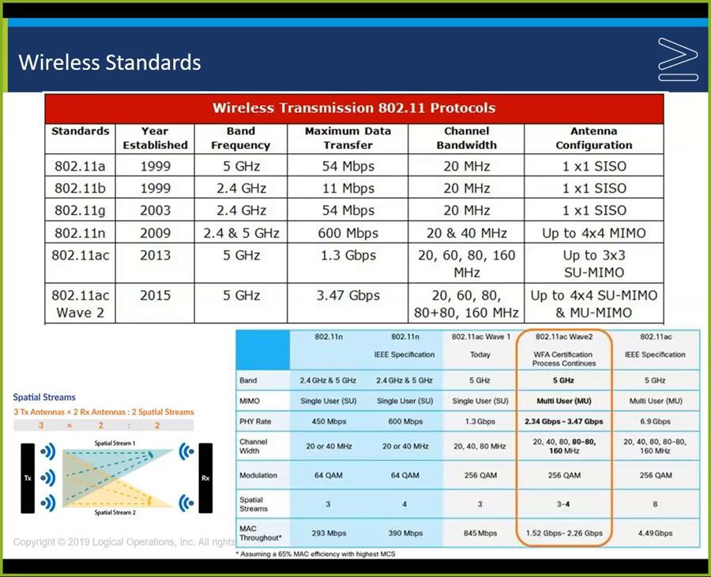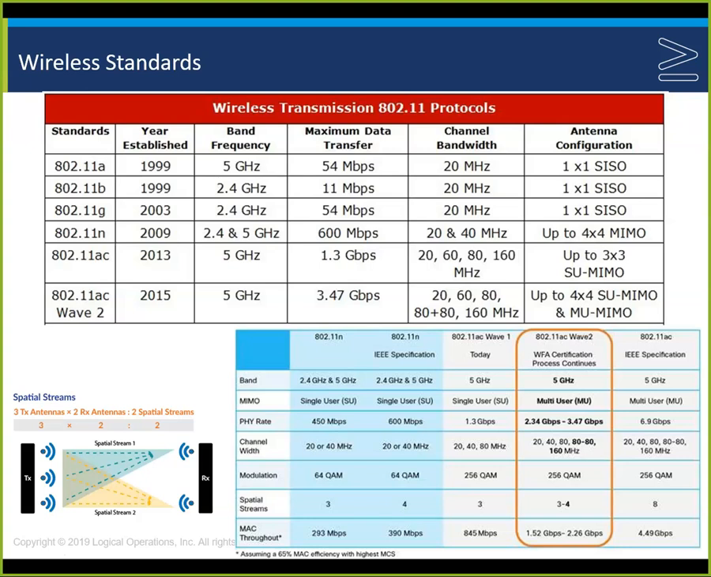The next chart, kind of more of the same, kind of some of the different things here, but 802.11a, same things we talked about, 11a, 11b, 1999, 5 gig, 2.4 gig, 54 meg. The bandwidth, 20 megahertz for these things. The antenna configuration, a 1 and a 1 on each, one on the workstation, one on the access point. SISO is single input, single output.